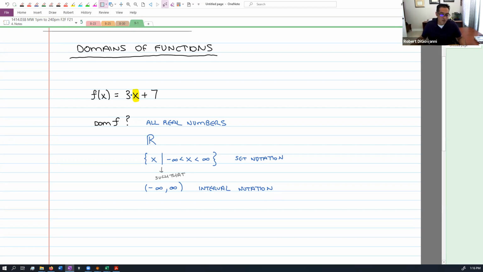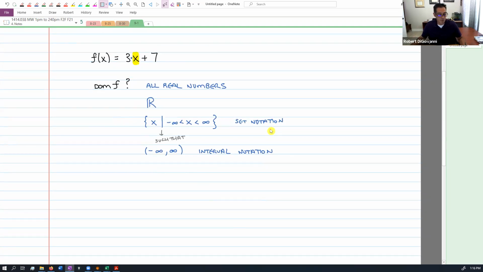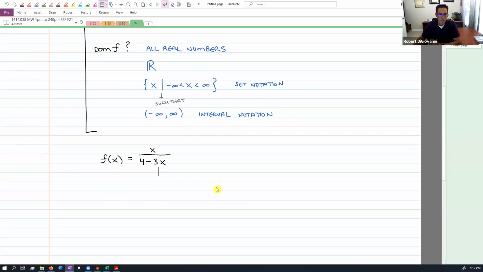We want to now look at some functions that do have problems. So let's start with the next example. Okay, so the next one, let's do f of x is x over 4 minus 3x. All right, so for this particular function, I want to know what the domain is.